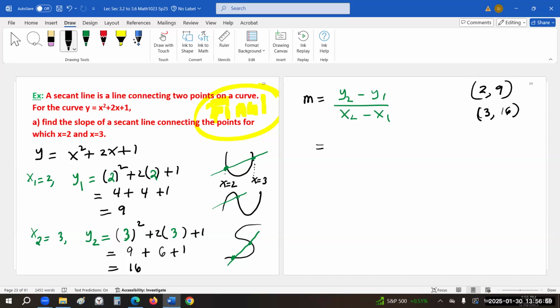Now can you find the slope? So what minus what? 16 minus 9, divided by 3 minus 2. And what is 16 minus 9? 7. 3 minus 2? 1. And what is 7 divided by 1? 7. Is it positive? Is it an increasing line or decreasing line? Increasing line. And see, the line we have, it is an increasing line.